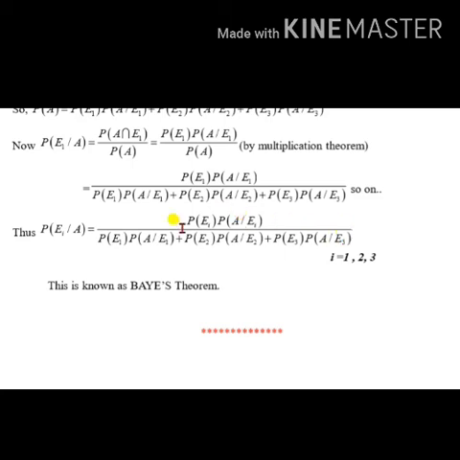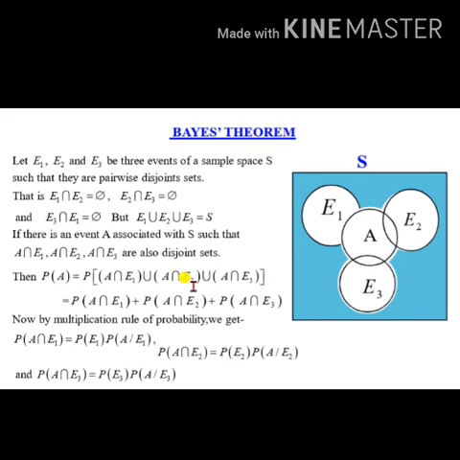This result is actually known as the Bayes theorem, and I hope now you are very clear about this Bayes theorem, which is a very important theorem of our probability chapter.